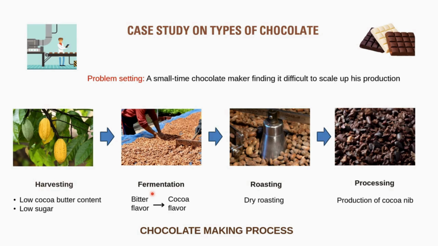Suppose your pods are under fermented, it might manifest itself as bitter notes in your end product. And in case of over fermentation, your chocolates will have hammy notes, as observed by your client, due to excessive production of isobutyric acid. Typically, fermentation lasts for about 7 days, after which pods are sun dried and packaged for shipping.